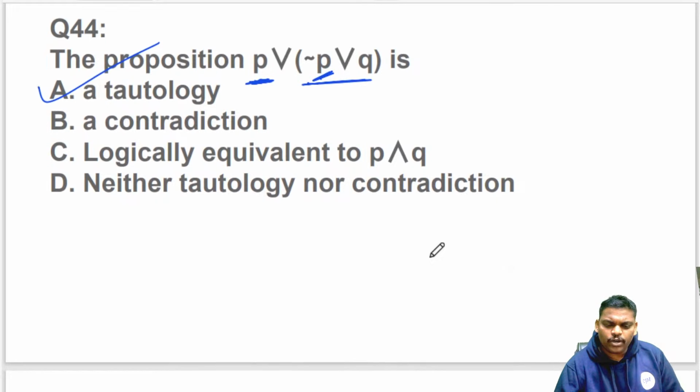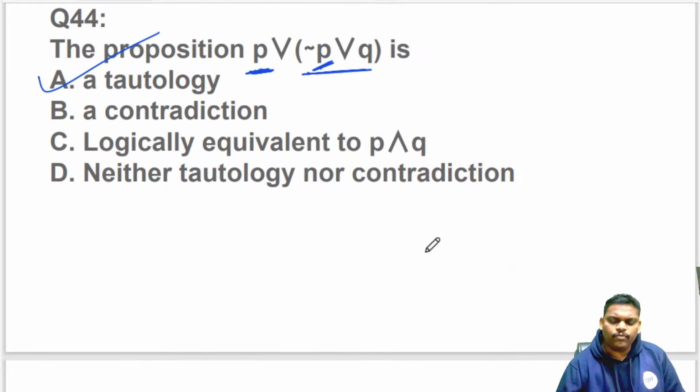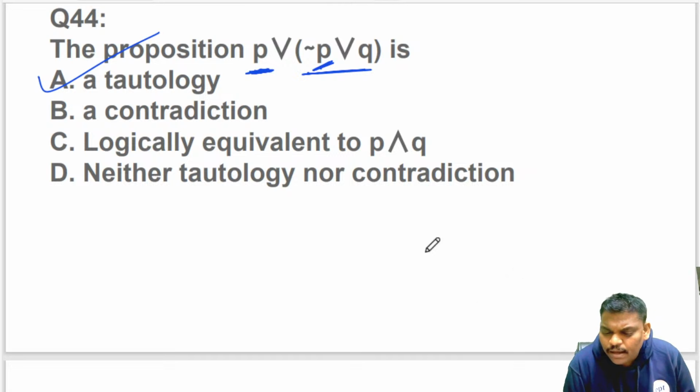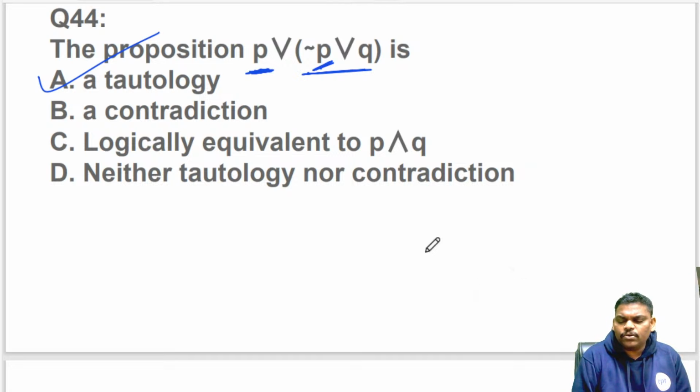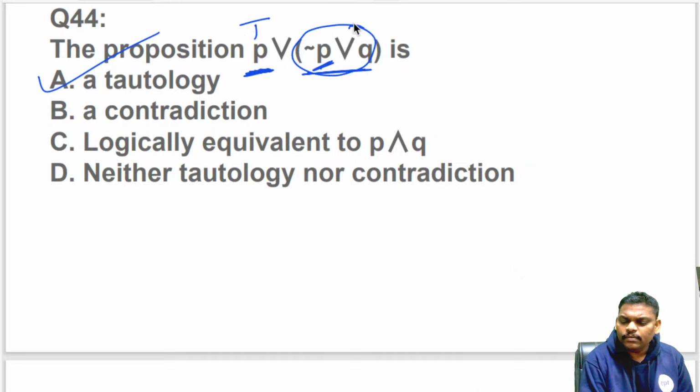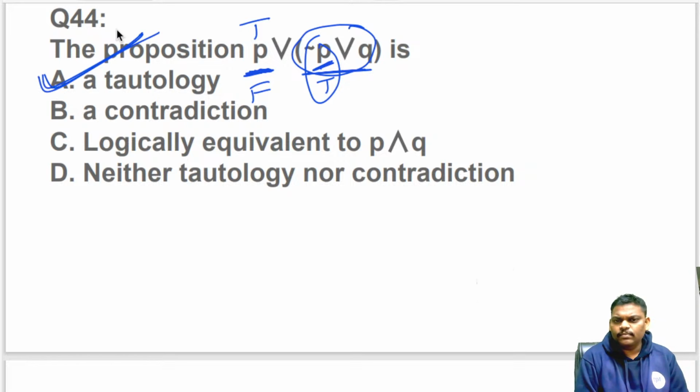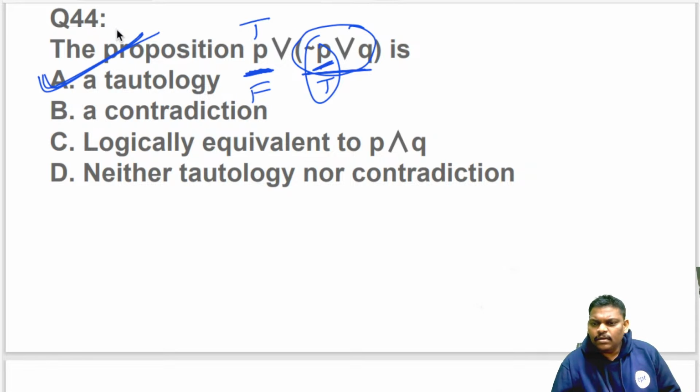Go to question number 44. The proposition P or negation P and Q. See this one. If P is true, it doesn't matter. Suppose it is false, then it will be true anyhow because there is a negation P. So it's always true. It is a tautology. It's a very small one.